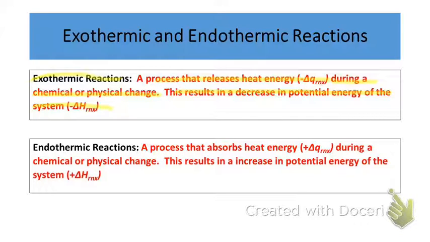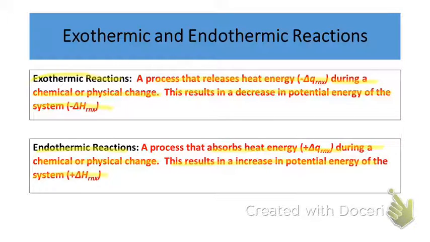All right? Now, endothermic reactions. The process is an endothermic reaction if heat energy is being absorbed during the chemical reaction or change or physical change. This results in an increase in potential energy of the system. Therefore, the delta H value is positive, because there's going to be an increase in potential energy of the system.